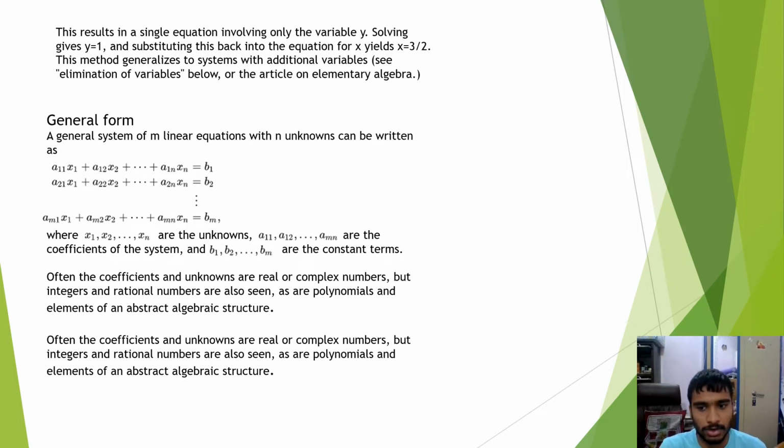General form. Now a general form of m linear equations with n unknowns can be written as this expression, where x1, x2 up to xn are the unknowns, a11, a12, up to amn are the coefficients of the system, and b1, b2 till bm are the constant terms. Often the coefficients and unknowns are real or complex numbers, but integers and rational numbers are also seen, as are polynomials and elements of an abstract algebraic structure.